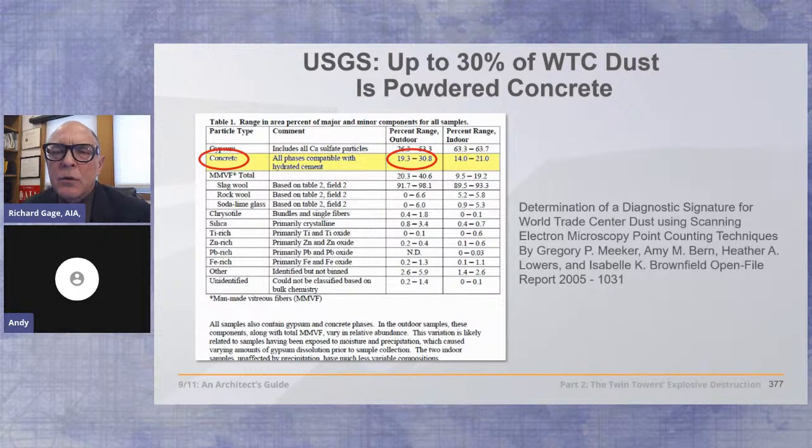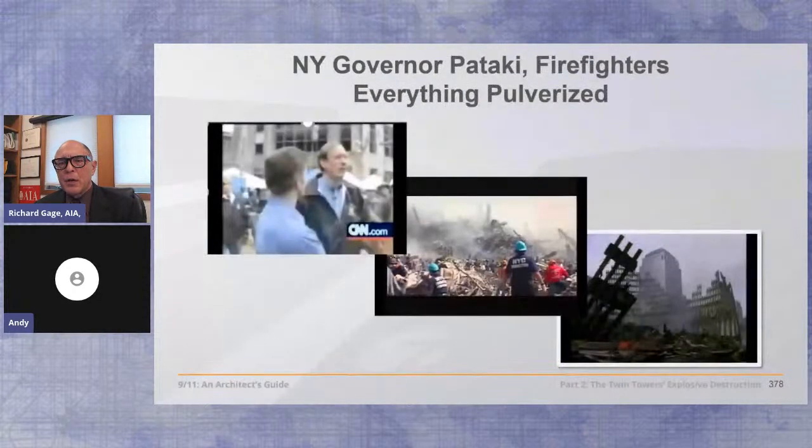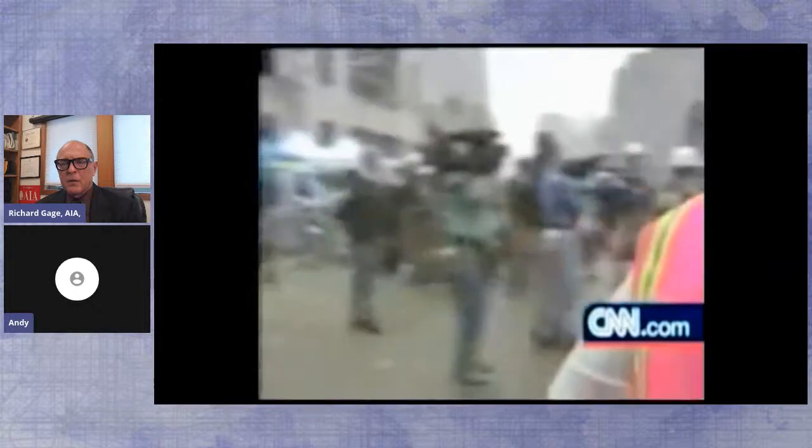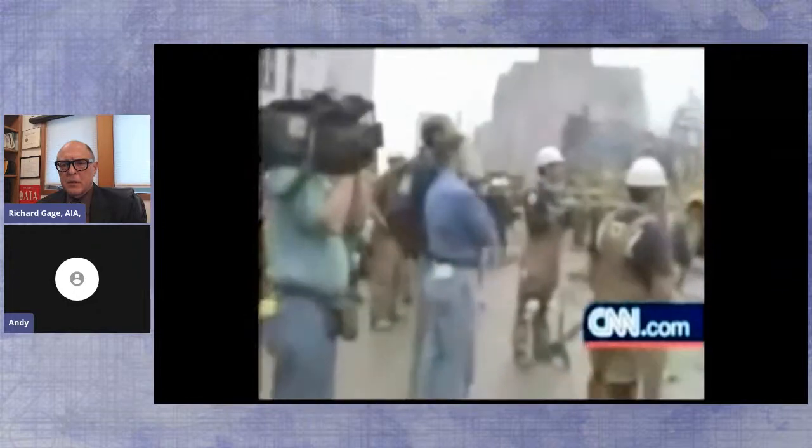And 26 to 50% of it is gypsum board. So that's another third of the weight of the building. Let's go to the governor. You see, and there's no concrete. There's very little concrete. All you see is aluminum and steel. What happened to the concrete?